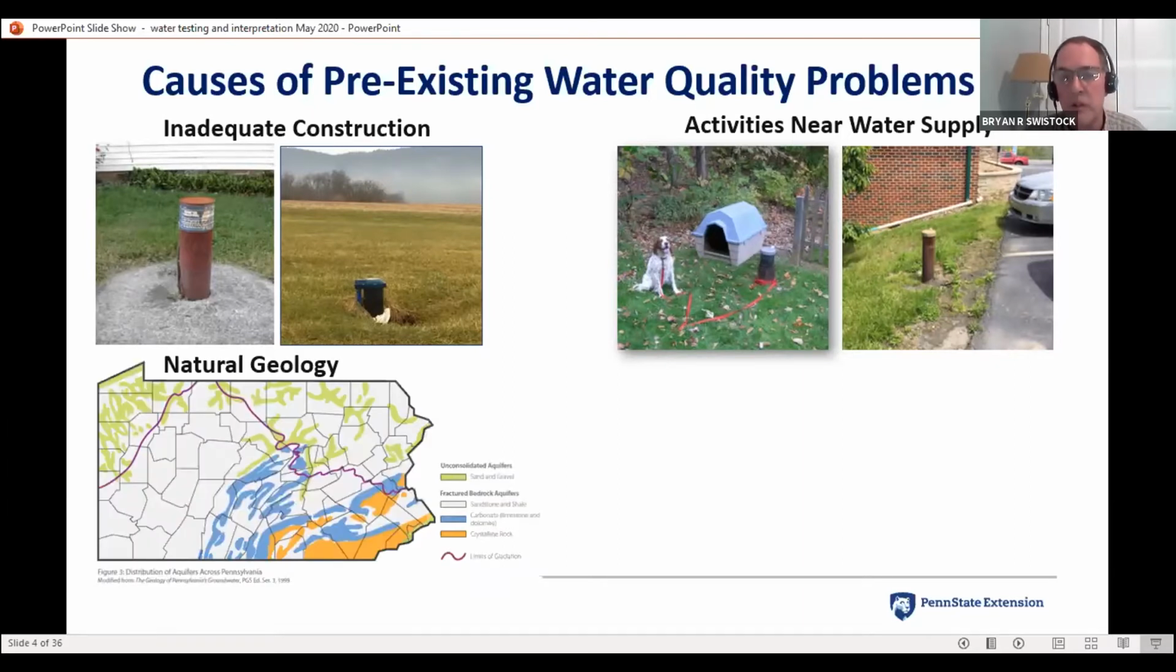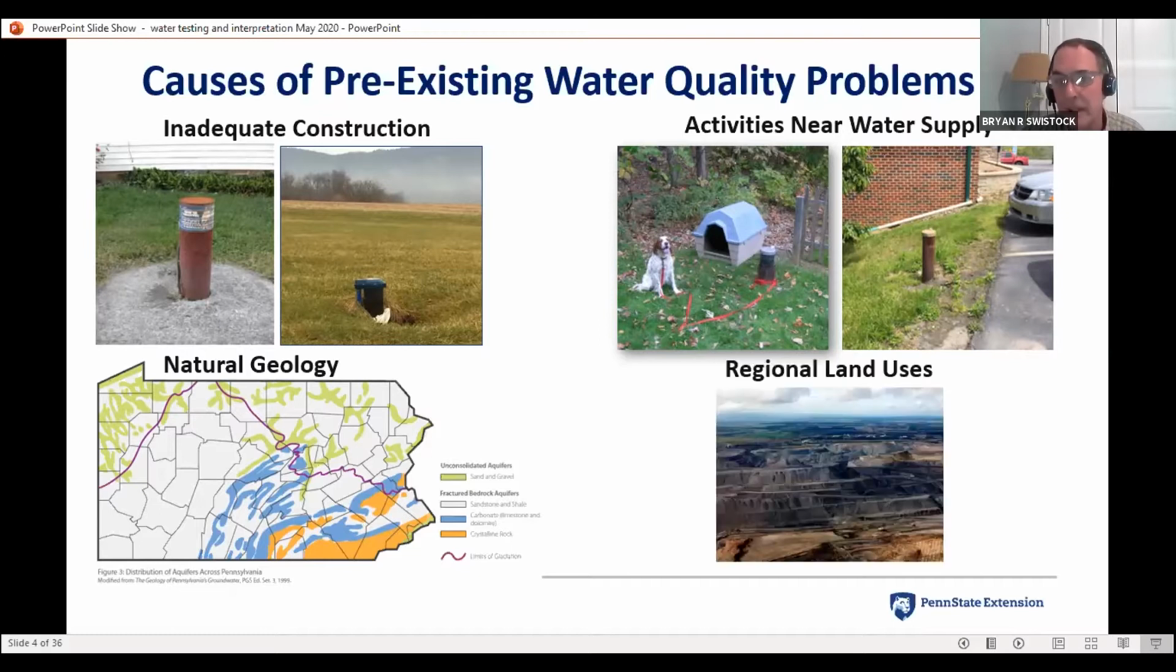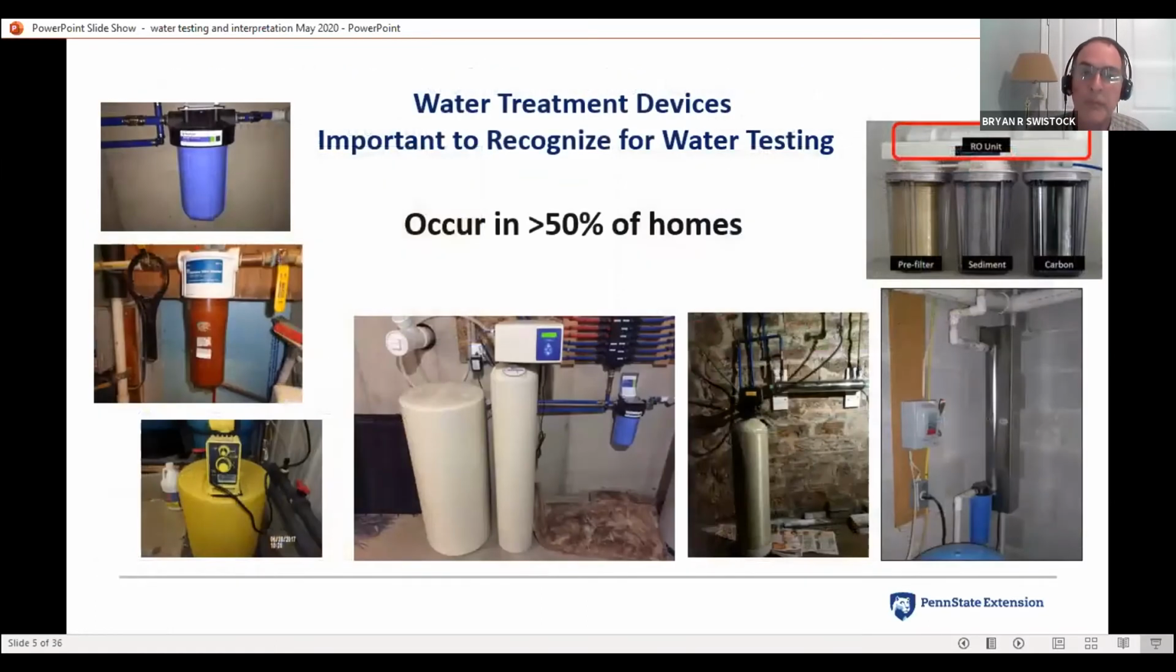Natural geology always plays an important role. Is it limestone, sandstone, shale, crystalline rocks? In Pennsylvania, we have all those, and those play a tremendous role in determining what the natural water quality is going to be. Is it going to be hard water, low pH water? Is there going to be iron present? A lot of that is dictated by the kind of rock that you've drilled into. And then finally, we have these larger scale land uses: mining, gas drilling, agriculture, urbanization. All of these things can also affect groundwater with a variety of pollutants.